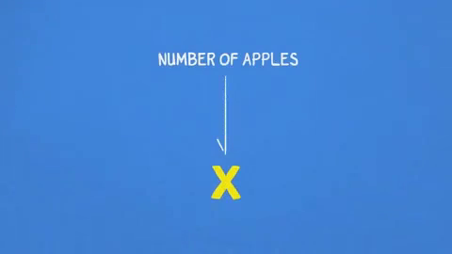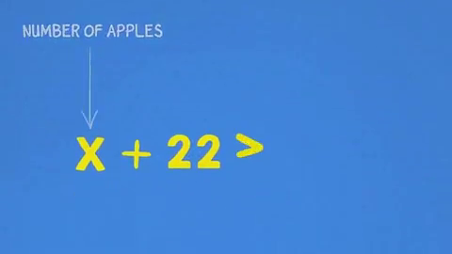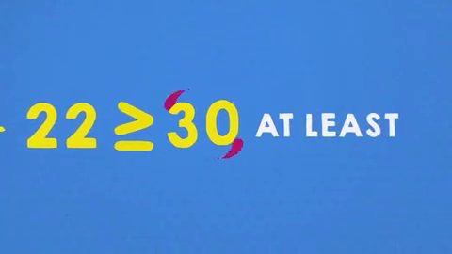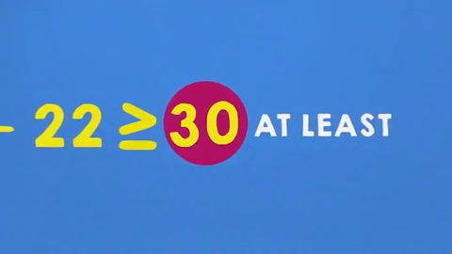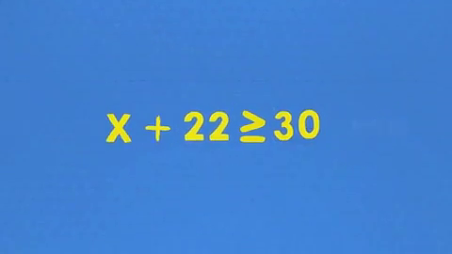Our unknown x is the number of apples that Mona needs to sell in order to succeed. She has already sold 22, so x plus 22 should be greater than or equal to 30. Her teacher said at least 30. That means she could sell more if possible. Let's try and solve the inequality.